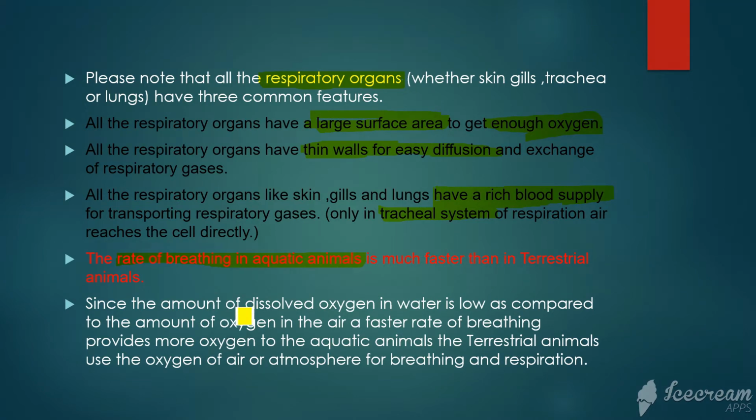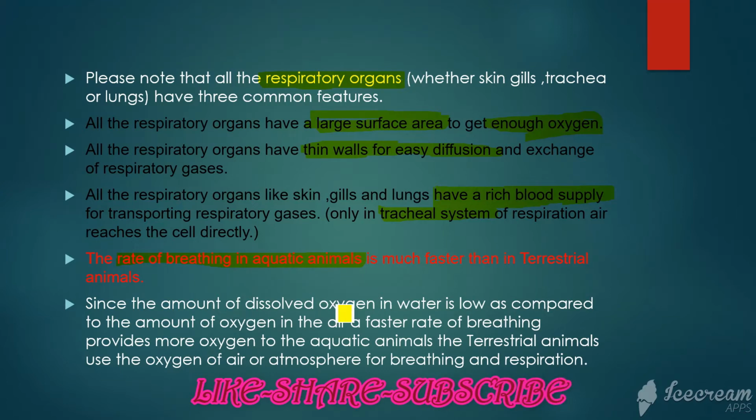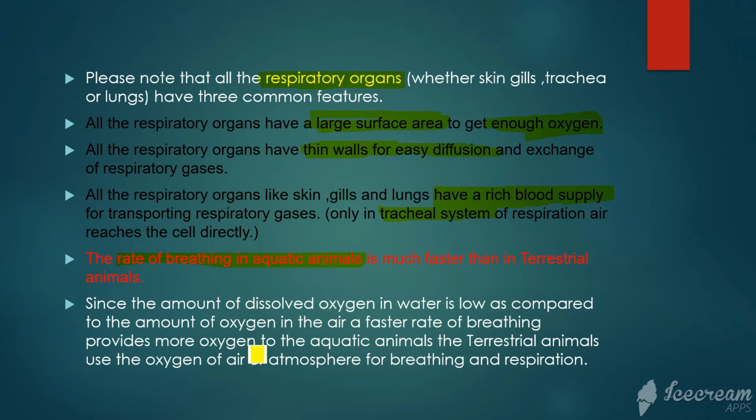ऐसा क्यों? Since the amount of dissolved oxygen in water is low as compared to the amount of oxygen in the air, a faster rate of breathing provides more oxygen to the aquatic animals. The terrestrial animals use the oxygen in the air or atmosphere for breathing and respiration. देखो, जो aquatic animal है वो oxygen कहाँ से लेगा? The oxygen that is dissolved in the water. And terrestrial oxygen कहाँ से मिलेगी? From the oxygen from the air or the atmosphere. And we know that dissolved oxygen in water is very low.